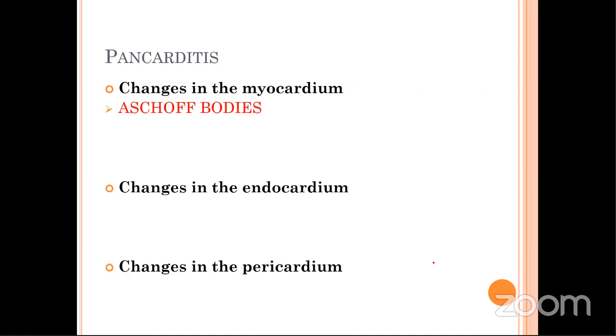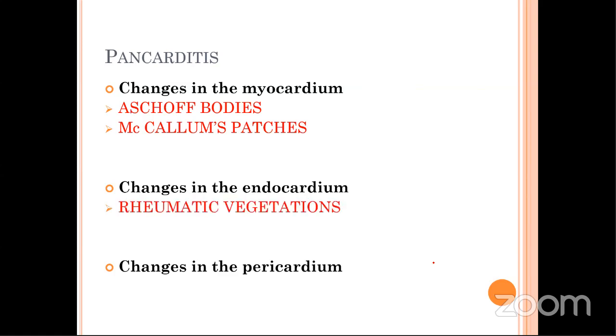So what are the changes in the myocardium? You will have presence of Aschoff bodies and some presence of MacCallum's patches. Changes in the endocardium would be presence of rheumatic vegetations, and changes in the pericardium would be fibrinous pericarditis.